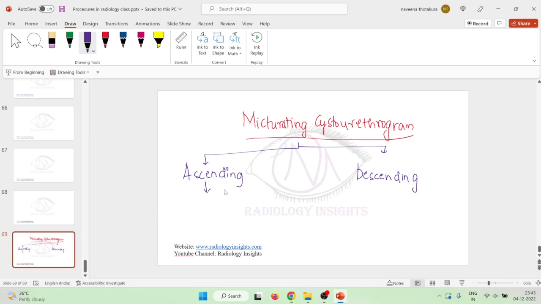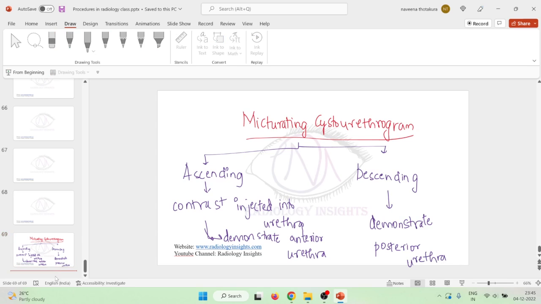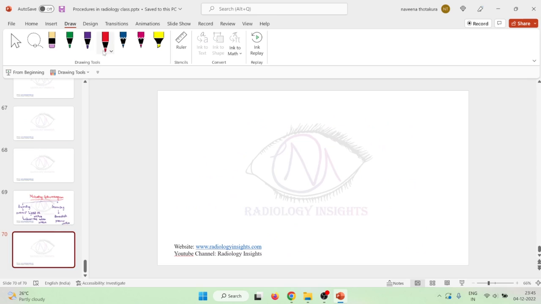In ascending micturating cystourethrogram, contrast is injected into the urethra, and it will demonstrate the anterior urethra. This ascending type is used mainly for demonstrating the anterior urethra, whereas the descending type is mainly used to demonstrate the posterior urethra. So that is one important type. So this is micturating cystourethrogram.